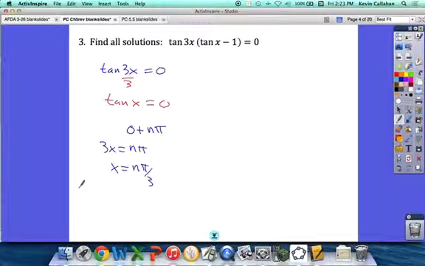And this part we set equal to 0, which means the tangent equals 1, and that means x equals, where does tangent equal 1? Pi over 4, and what's the period of a tangent? Pi. So you say plus n times pi, not n times 2 pi. So those two together are the answers for that.